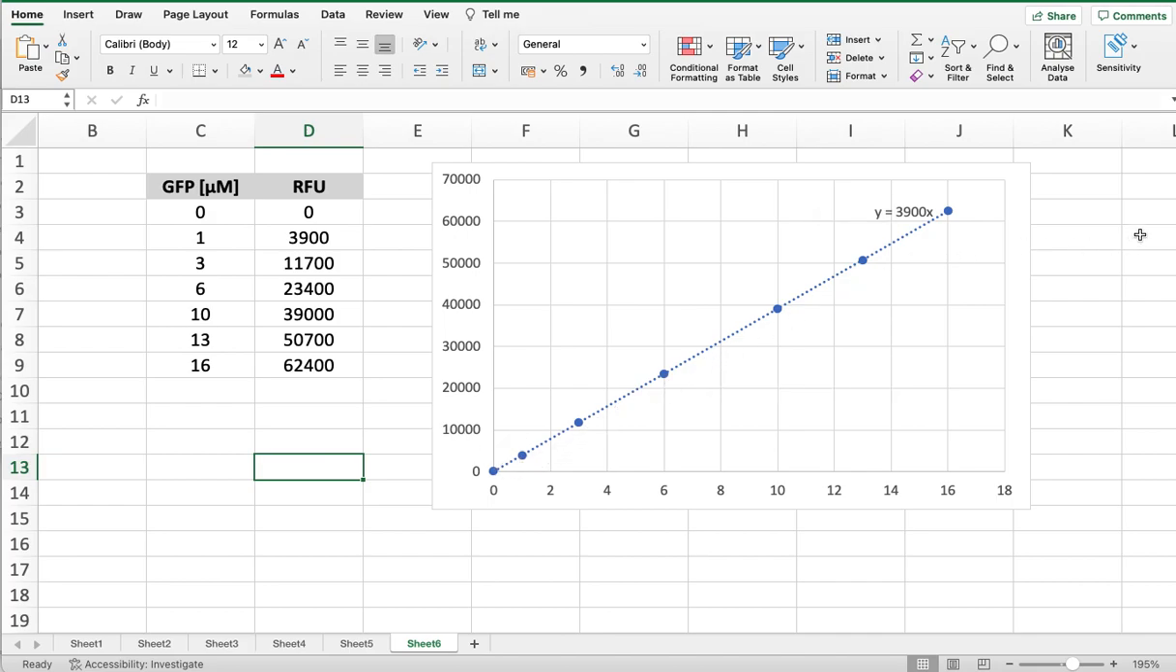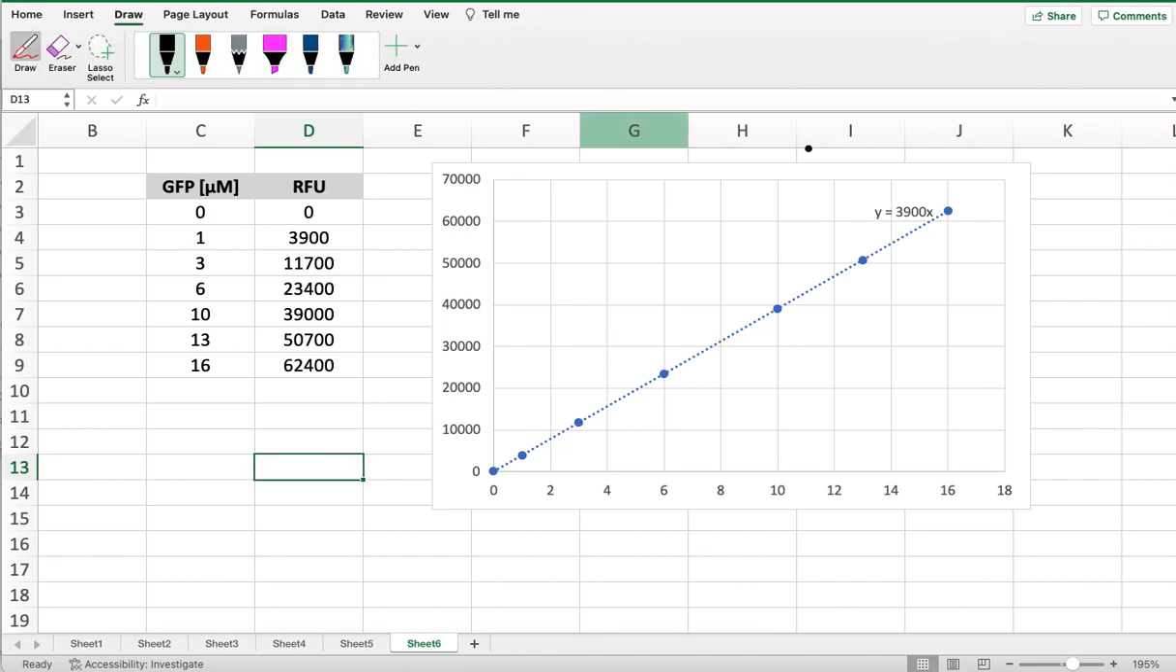I probably should label this standard curve here. So here we've got the GFP concentration in micromolar, and here we've got the relative light units. And we see it's a nice, almost perfect standard curve, and we have even the equation for the standard curve here.